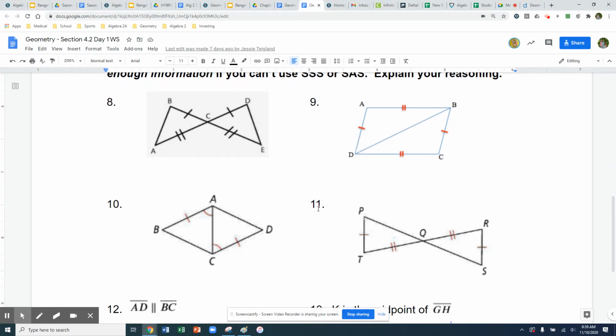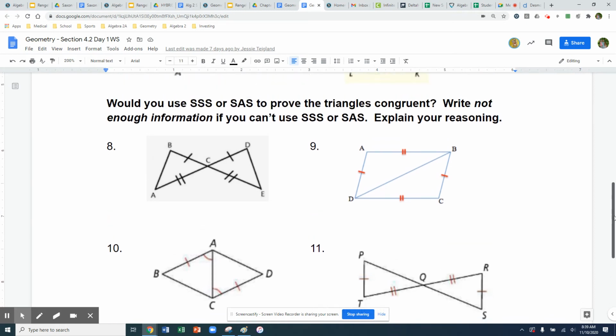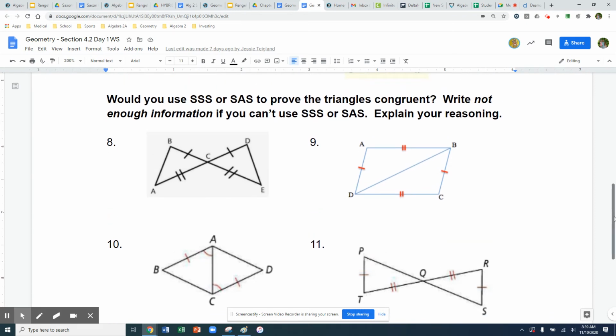So now we can look at SSS coming into the party, and we're going to look at just proving whether SSS or SAS, excuse me, proves the triangles are congruent. Write not enough information if you cannot use SSS and SAS. So here we're going to start getting into our proof thinking.